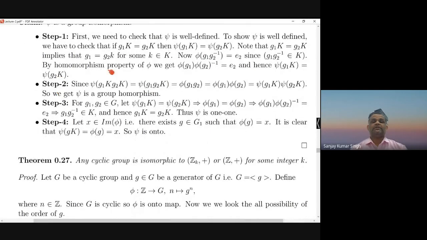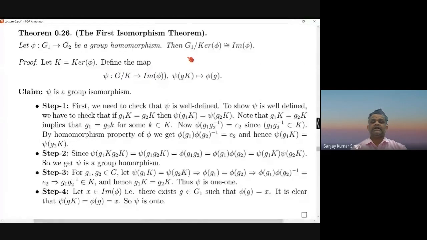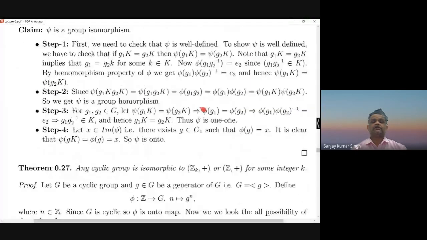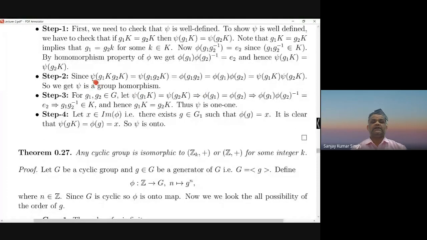Now since the map is well defined, my claim is that it is actually a group homomorphism and this map is bijective. To check group homomorphism, I will write psi of G1k G2k, which is psi of G1 G2k, which is phi of G1 G2. But phi is a group homomorphism, so I can write phi of G1 phi of G2. But what is phi of G1? It is psi of G1k, and this is also psi of G2k. So it is very easy to check that psi is a group homomorphism.